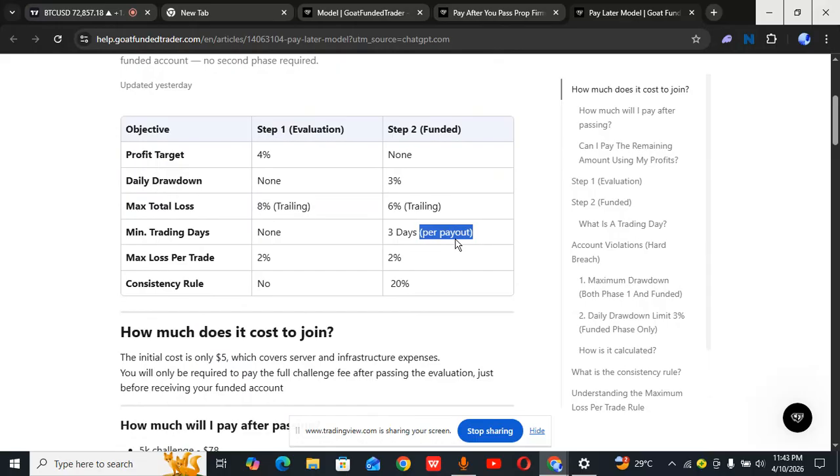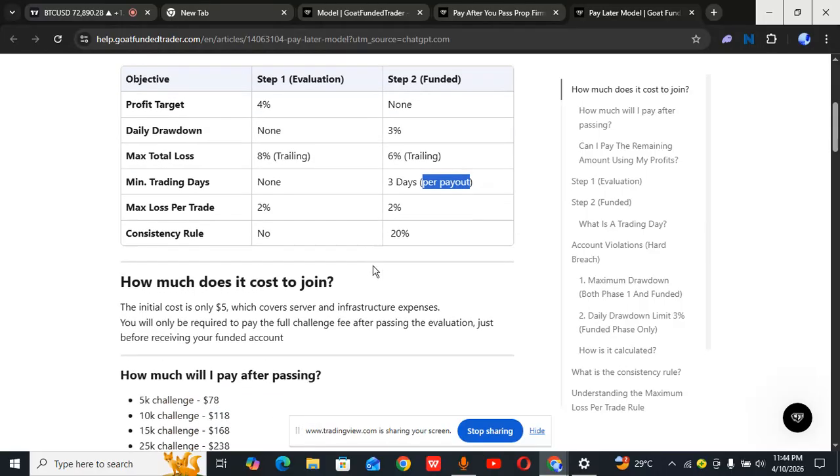So what this simply means is that once you get your first payout, for example, you start trading again, this 3 days minimum resets, you start afresh again. So you need to hit another 3 minimum trading days to be eligible for another payout, and it keeps going on and on with every single payout cycle that you have.